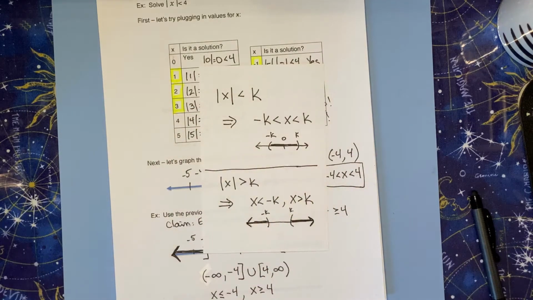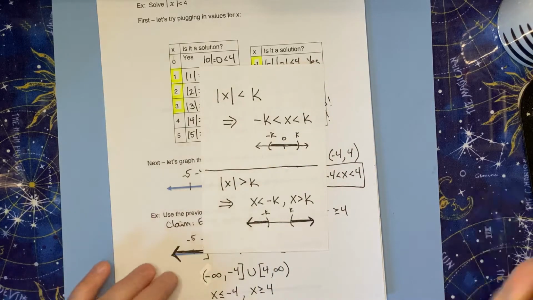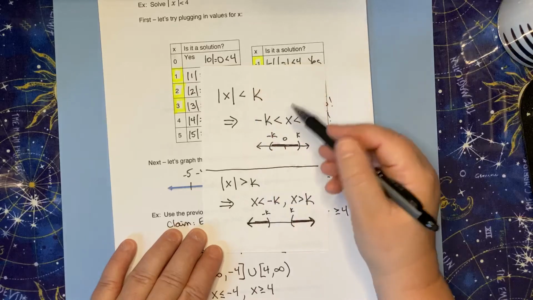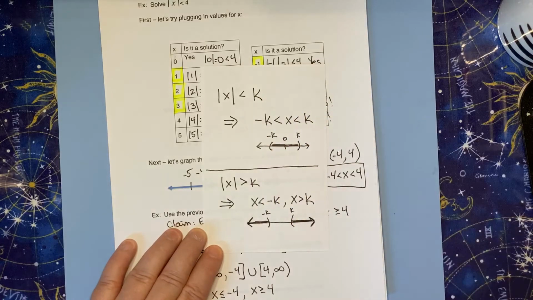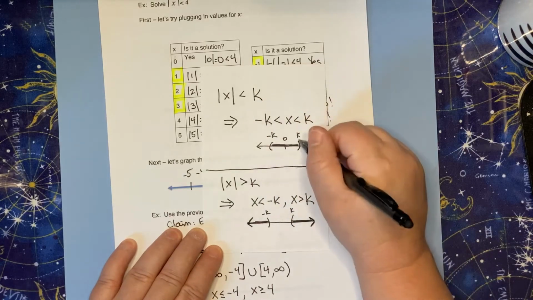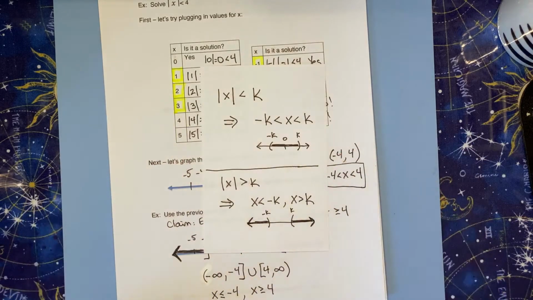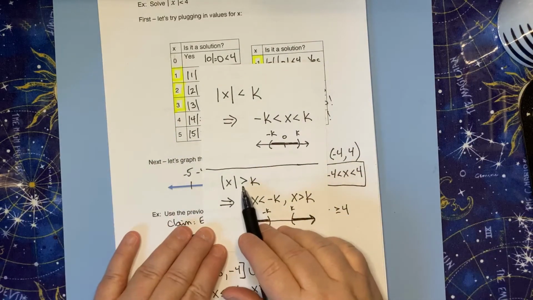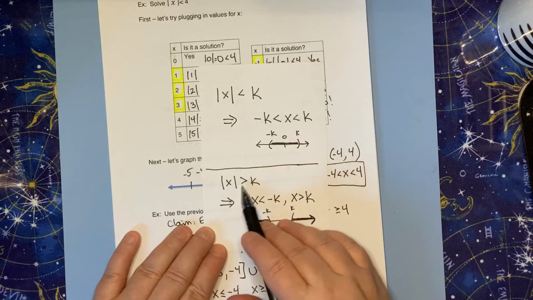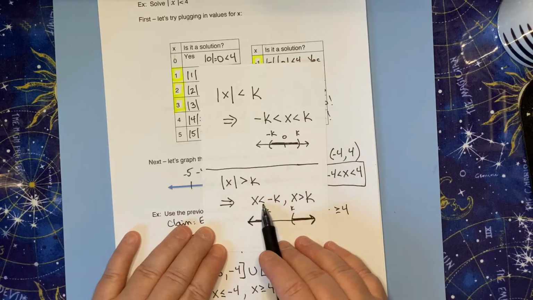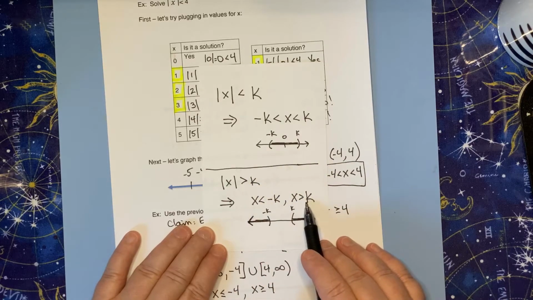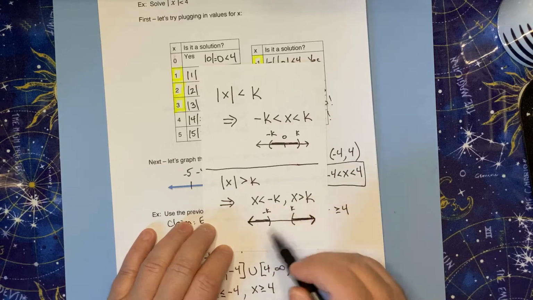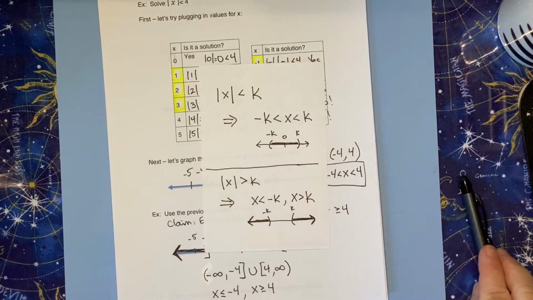Now, I already hear you saying, wait a minute, what if you've got an equals? If you've got an equals there, you add equals to both of the inequalities, and you take those parentheses and you harden them into brackets. Same thing here. If this is a greater than, then these become, or sorry, greater than or equal to. This becomes a less than or equal to. This becomes a greater than or equal to. These become hard brackets, and the shape stays the same.